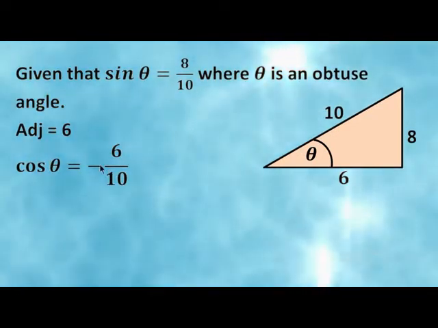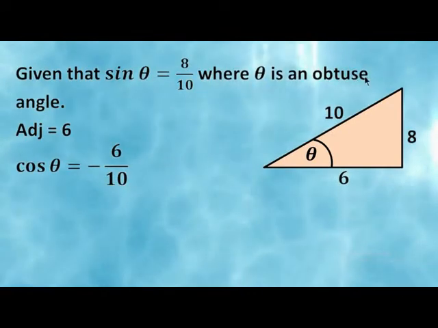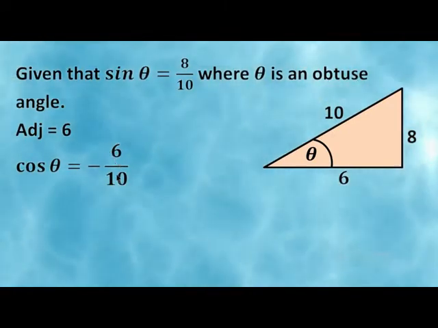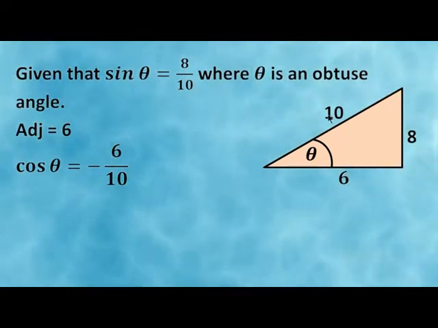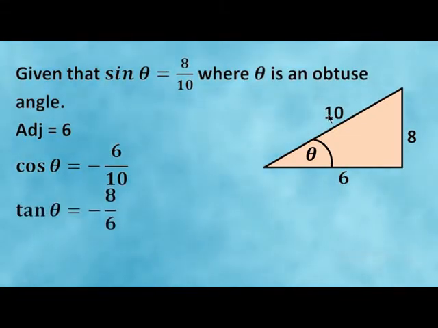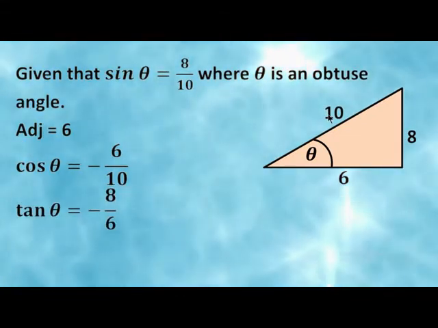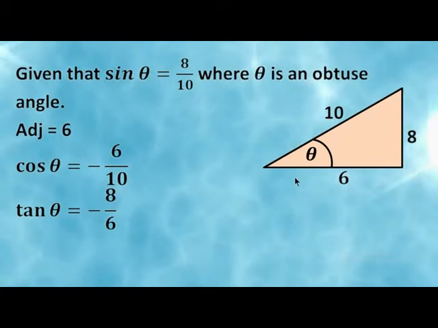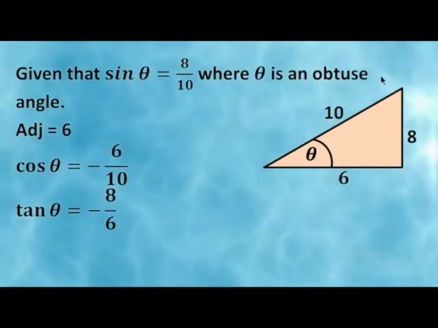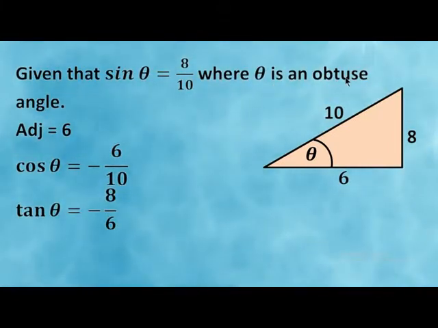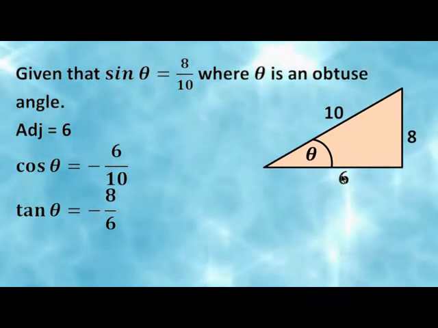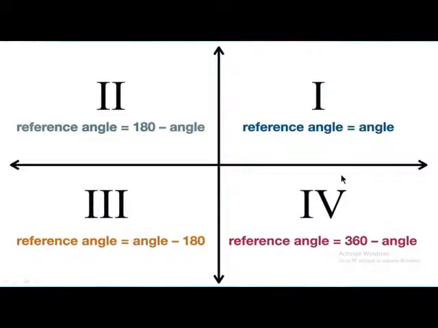Why negative? Because theta is an obtuse angle. So it's 6 per 10, the adjacent per hypotenuse. How about the tangent theta equal to negative 8 per 6? Why negative? It is also because theta is an obtuse angle. It is opposite per adjacent, 8 per 6, the negative.